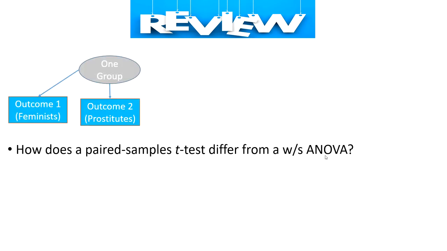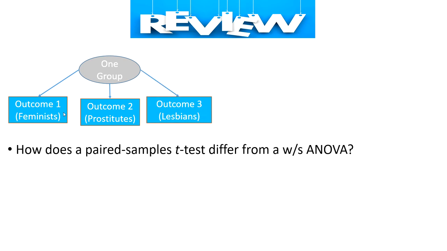In this figure here, we have a situation in which we would do a paired sample t-test. We have one group, and we're comparing two outcomes or two scores from this one group. So we have prejudice towards feminists and prejudice towards prostitutes. So in video 1, how did we modify this figure so that the situation would require within subjects ANOVA?